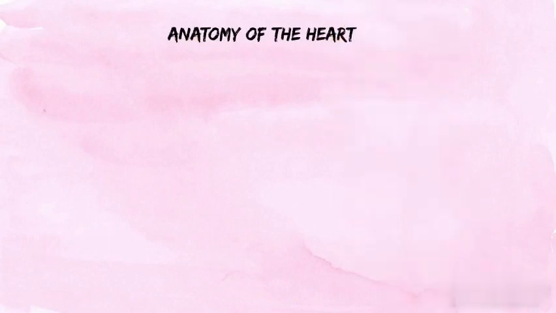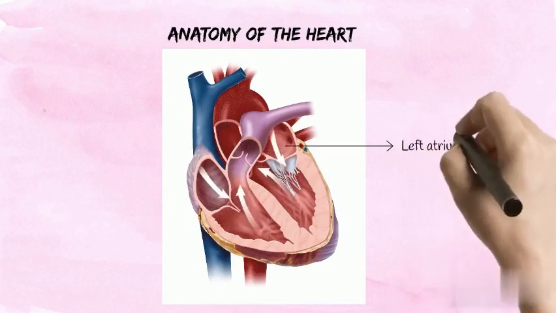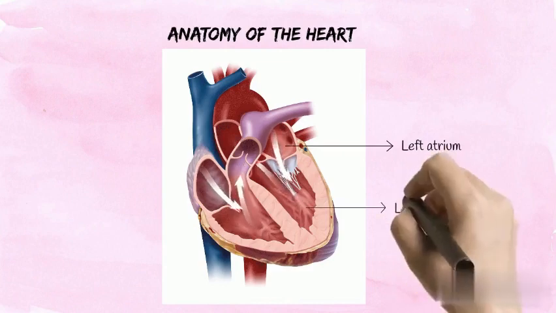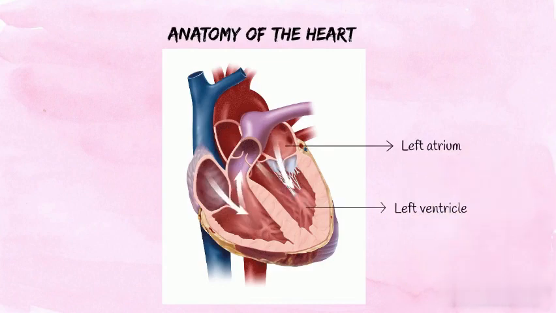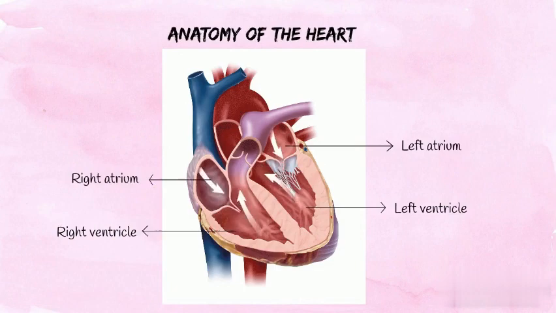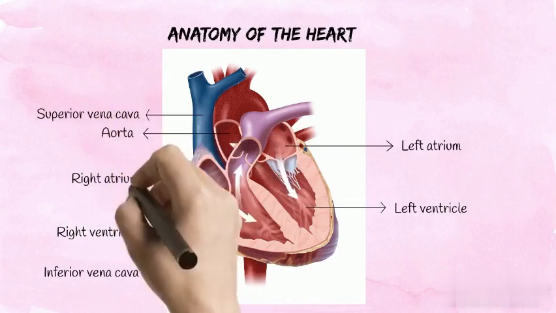Come, let us study the anatomy of the heart. Left atrium receiving oxygenated blood. The left ventricle receives the blood from the left atrium. Right atrium receiving deoxygenated blood. Right ventricle receiving blood from the right atrium. Superior vena cava receiving blood from the upper part of the body. Inferior vena cava receiving blood from the lower part of the body.